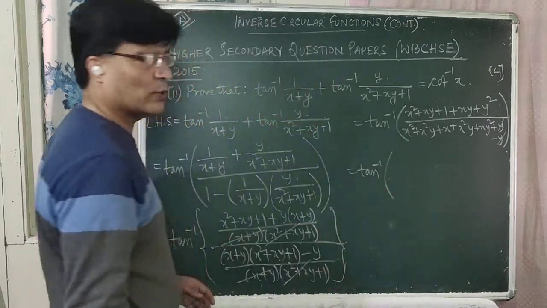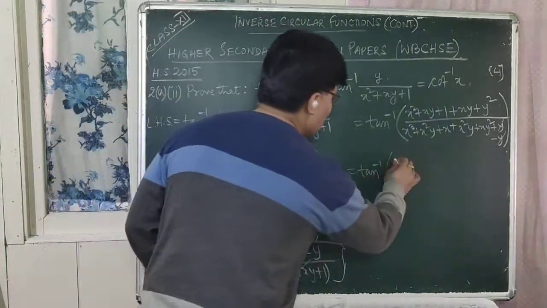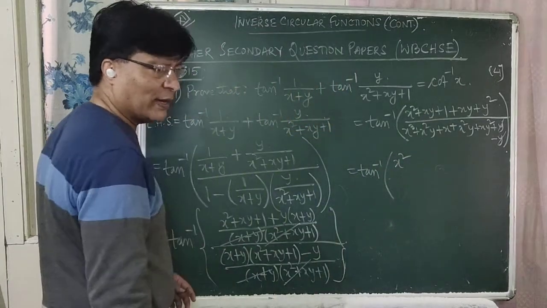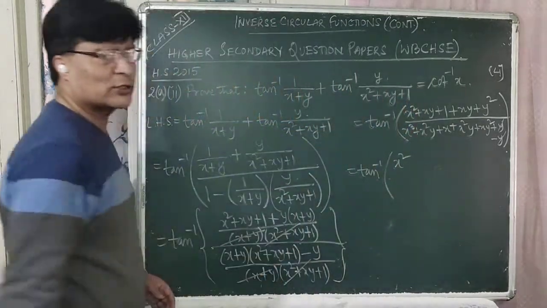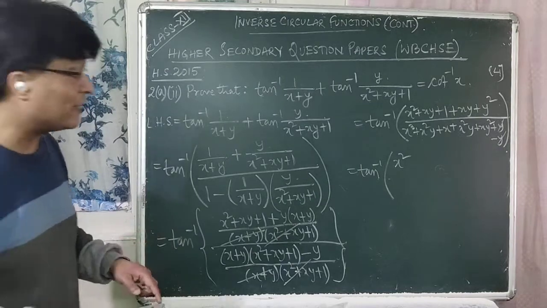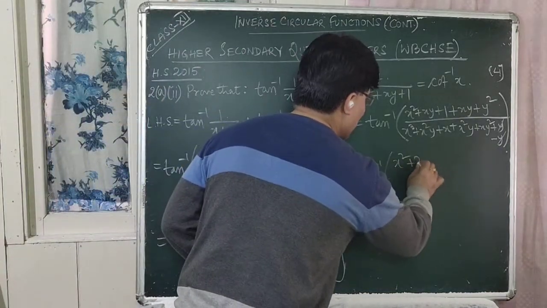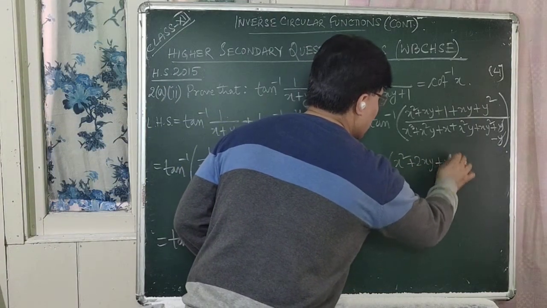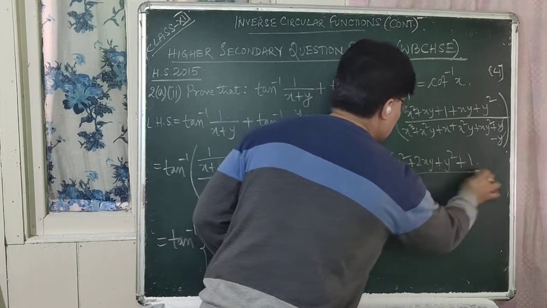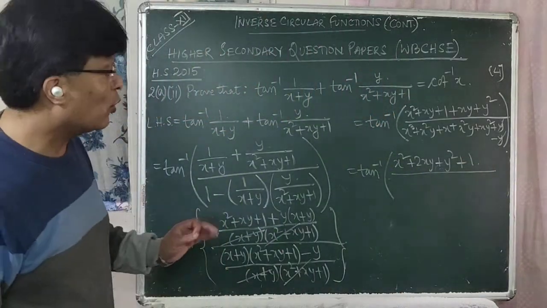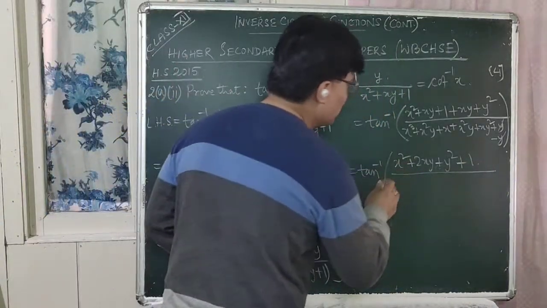So within bracket, what do we get? It is x square, right? Plus xy plus xy. Same sign, similar terms can be added. Plus 2xy, then plus y square plus 1. This whole divided by, what can you write now?